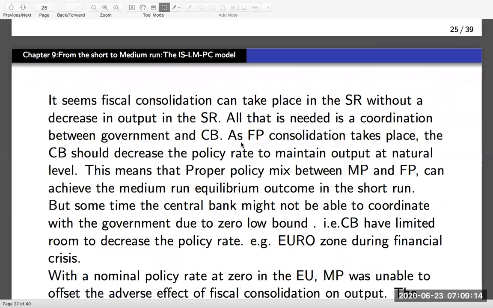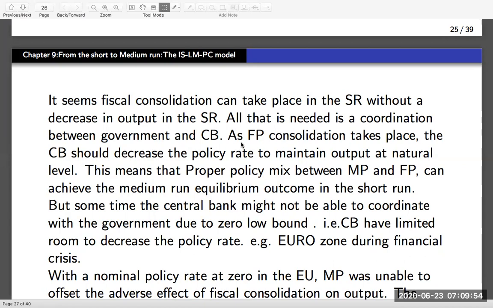It seems fiscal consolidation can actually take place in the short run without a decrease in output. All that is needed is coordination between the government and the central bank. As fiscal consolidation takes place, the central bank should decrease the policy rate to maintain output at its natural level. This means a proper policy mix between monetary and fiscal policy can achieve the medium-run equilibrium outcome in the short run. But sometimes the central bank might not be able to coordinate with the government due to the zero lower bound, as discussed before, i.e. the central bank has limited room for decreasing the policy rate.